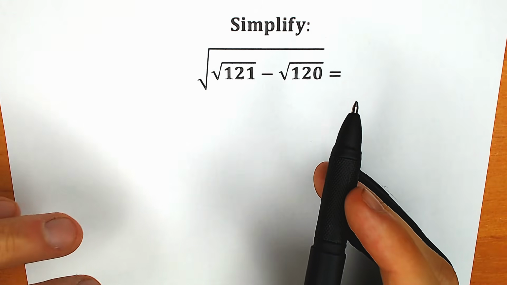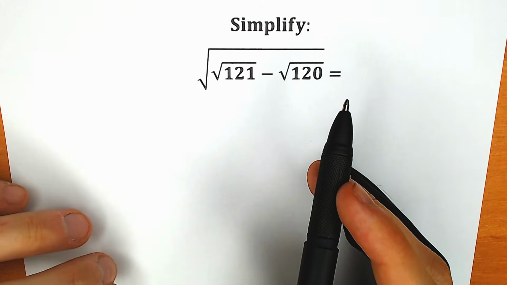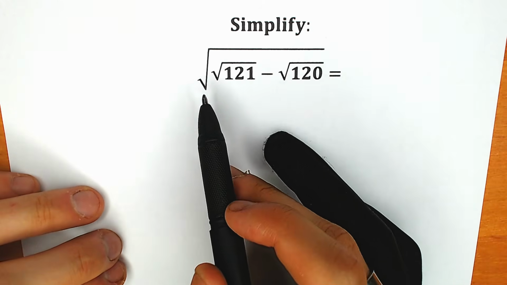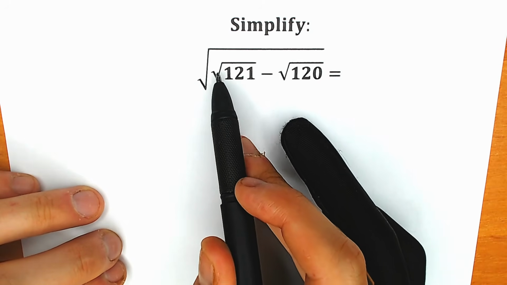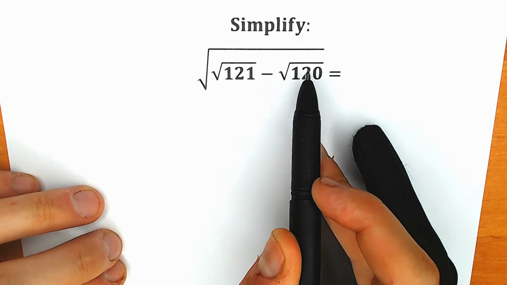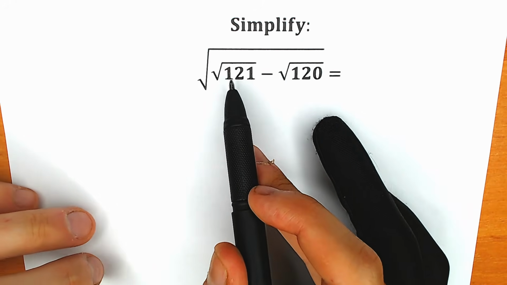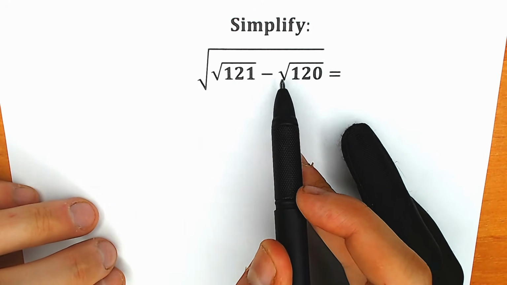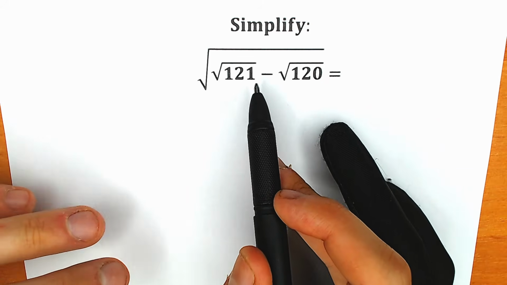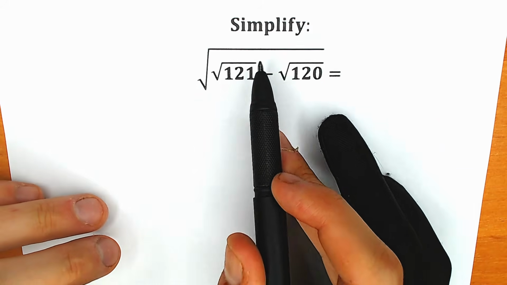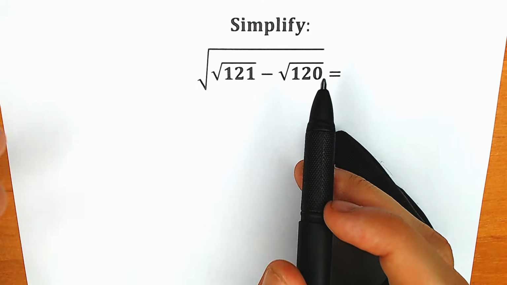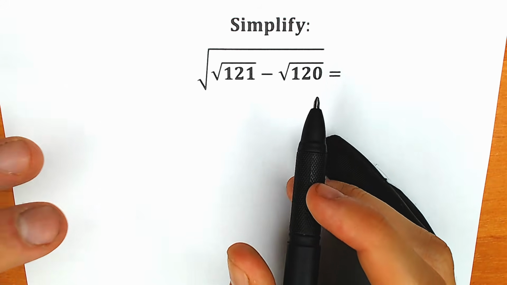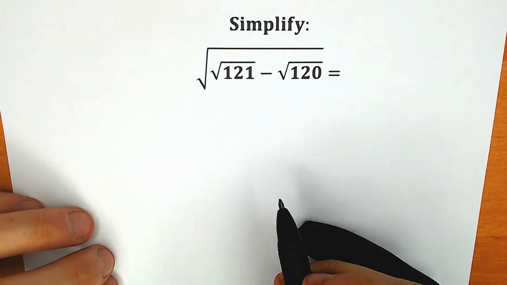Today we have a very interesting and very tricky question, because a lot of students may be thinking, okay, we have square root of 121 minus square root of 120. Maybe we can subtract square root of 121 minus square root of 120. As a result, maybe we have 1 and the correct answer is square root of 1 equal to 1. But this is a wrong way. How can I solve this question? Right now I'm going to show you how to solve this question correctly and step by step.